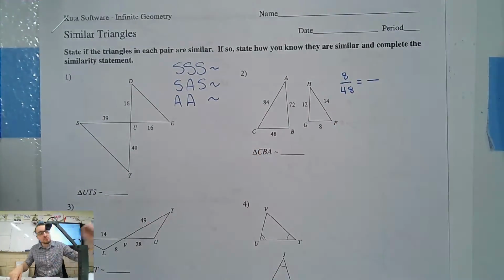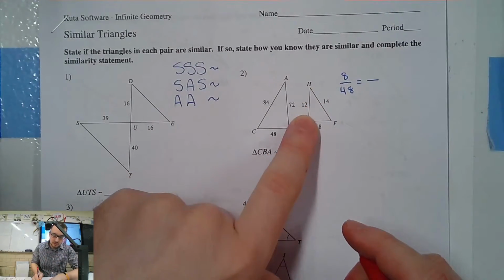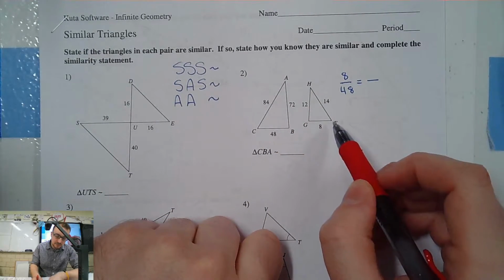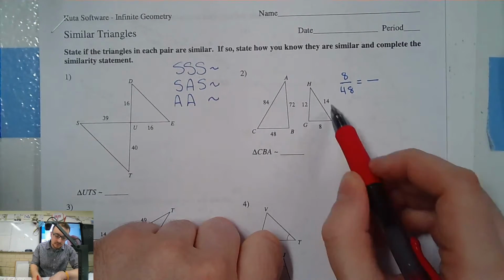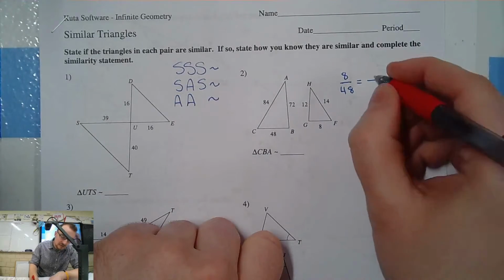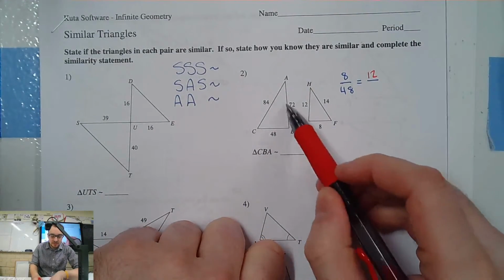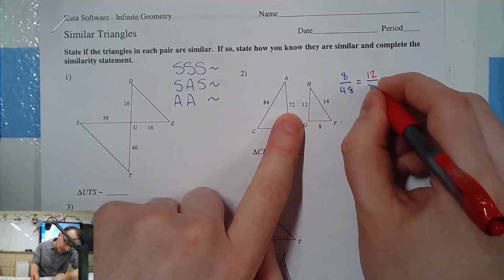And then you take the medium side. What's medium on this? What's the medium on triangle HGF? Nope, that's the smallest. What's the medium one? Oh, 14. That's the biggest one. 12. 12 is medium, yep. It's all good. Now what's the medium on this one, ABC? It's not 48, we already used that. 72 is the next biggest, right?